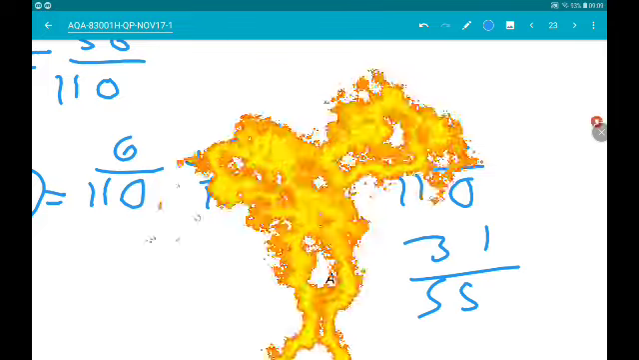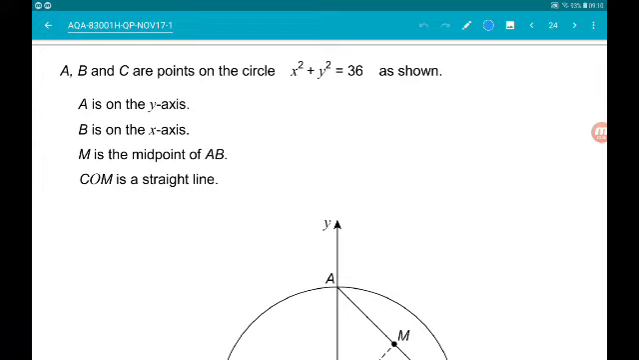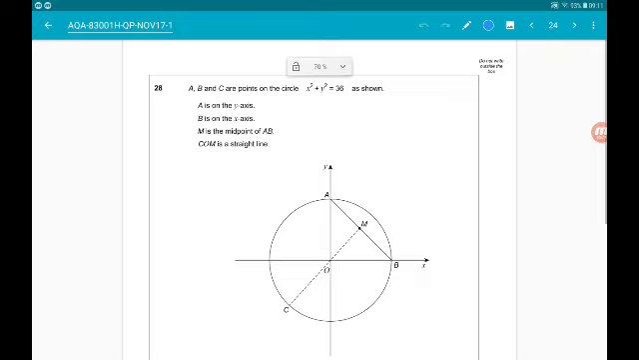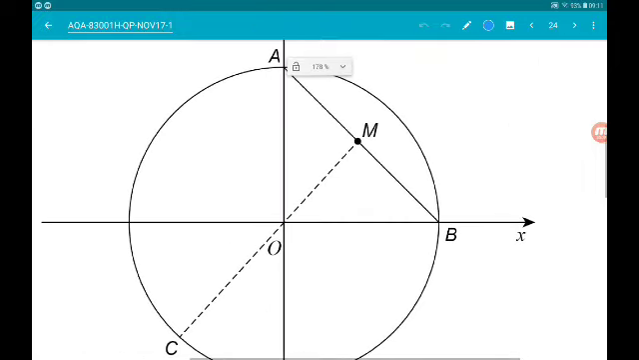Cool. 28, we got circles and tangents, sort of. So I'll put my stuff on that down below. So A, B and C are points on the circle. x squared plus y squared is 36. A is on the y-axis, B is on the x-axis, M is the midpoint of AB, and COM is a straight line.